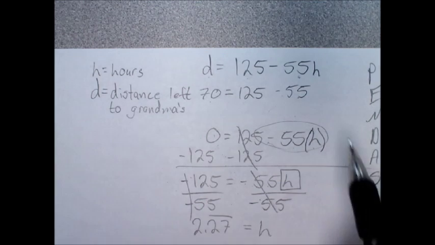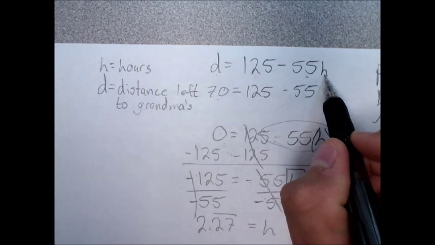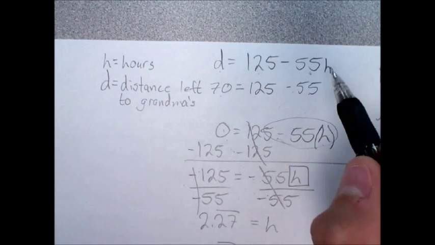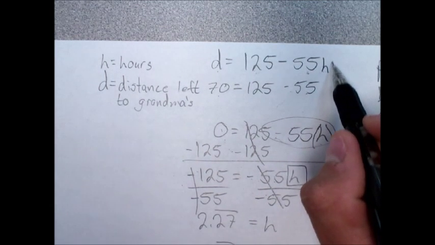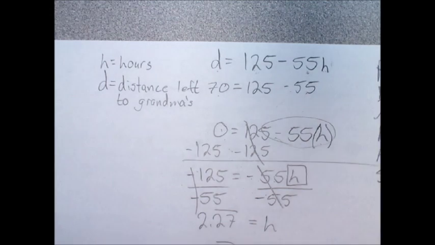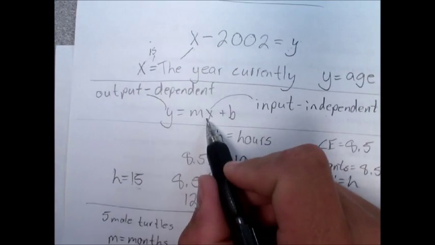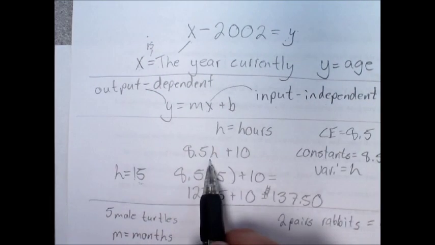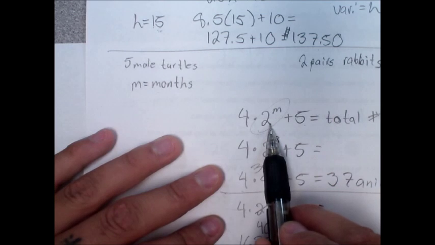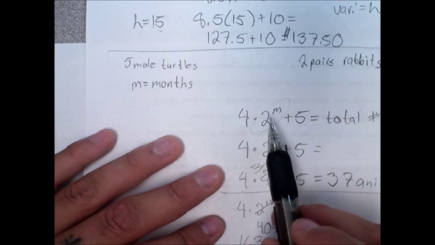All right. All these equations that we've been seeing, these ones with one variable down here, these are linear. They don't have a power. Anything without a power, meaning there's no exponent on your variable, is going to be linear. So this y equals mx plus b, that one was linear. This 8.5h plus 10, that was linear. This one right here, the variable is a power, so that's not linear.